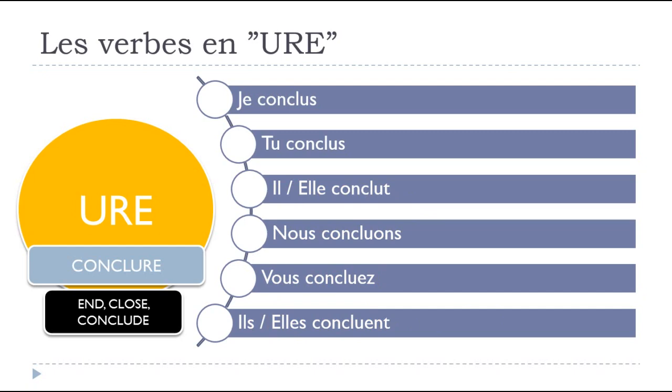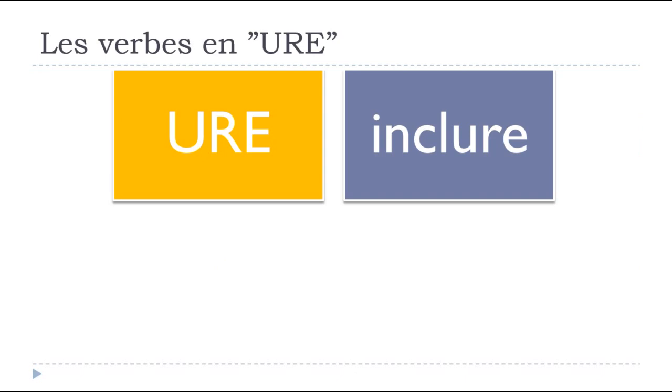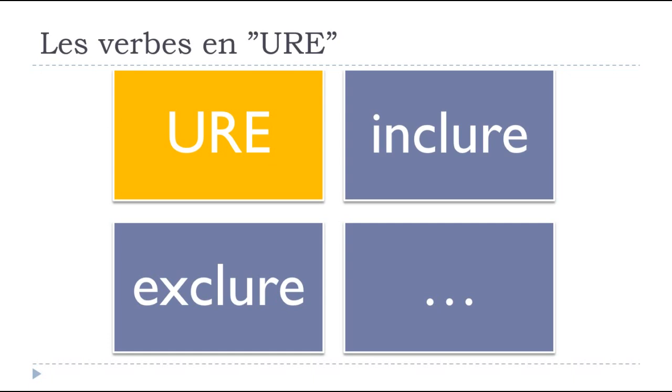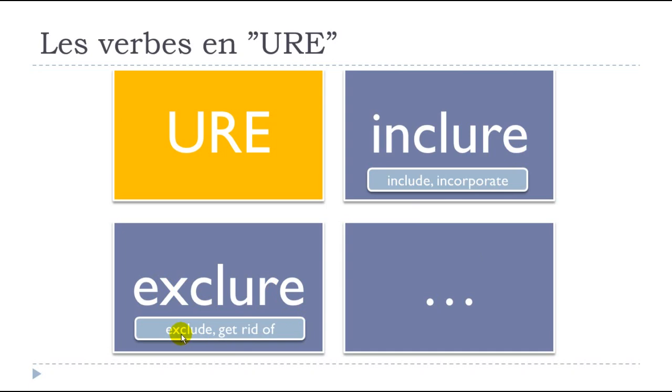And so when I say it's a micro group, it's just because you will see that we've got actually two verbs that will be conjugated like conclure. But honestly, it's quite important to introduce them anyway because they are not that tricky to conjugate. And it's inclure and exclure. Okay, so inclure, exclure, and I'm pretty sure that you understand what they mean without the translations, but of course I will offer you the translation. Inclure means to include or incorporate, and then exclure, exclude, or get rid of. Okay.